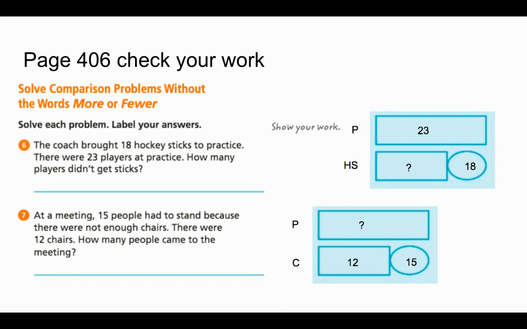All right, number 7. We have 15 people had to stand. Here's our standing people because there weren't enough chairs. There were 12 chairs. So I have got my C labeled for chairs. How many people were at the meeting? P for people. If I add up how many were standing and how many had chairs, I can figure out how many people were at the meeting. Did you get 27? Awesome, third graders.